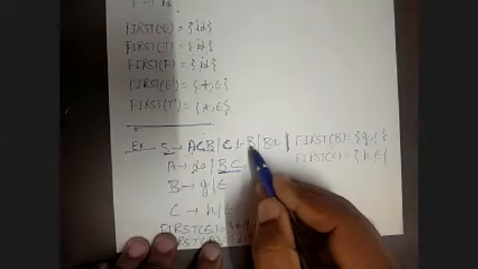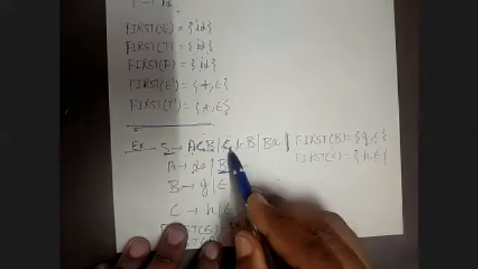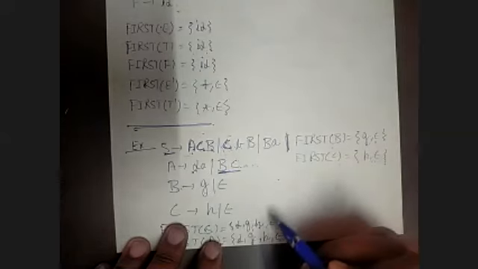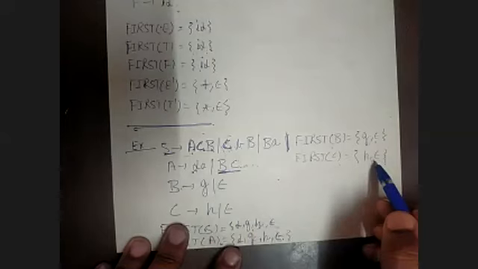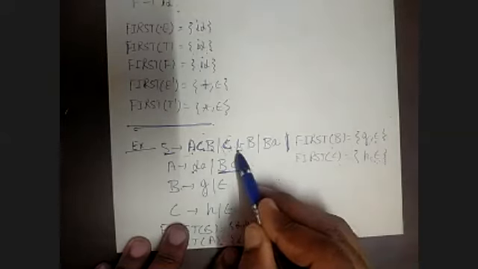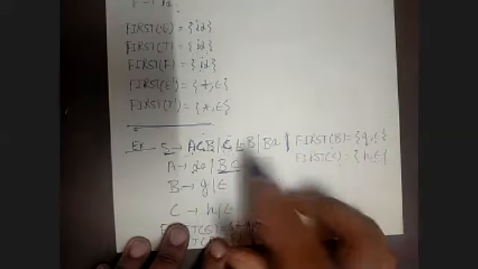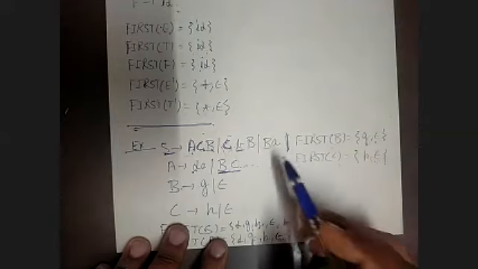Now we're talking about the second production, C, small b and capital B. The first part is a non-terminal, so we find the first of capital C, which is again H and epsilon. H is contained and epsilon occurs, so we find the next part. That is again the most important part. After epsilon, the next character is small b, a terminal symbol. So we include this terminal symbol in first of S. After a terminal symbol, there is no need to check any other symbol, so this process will stop here.